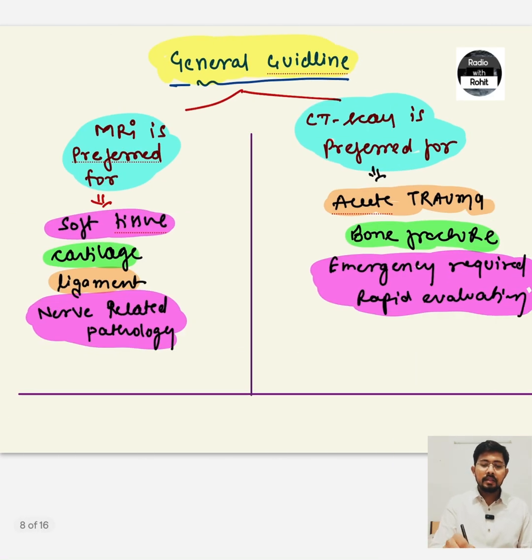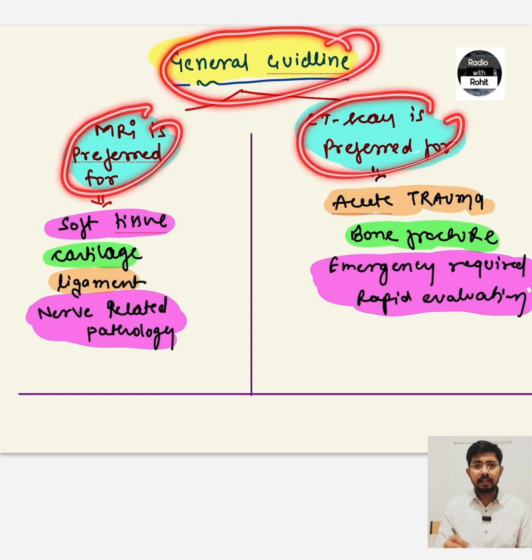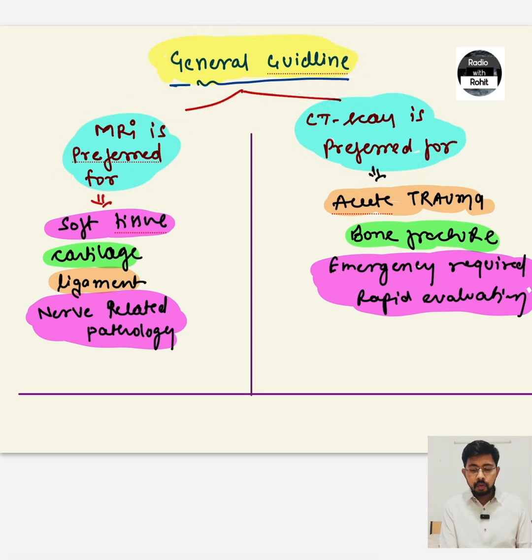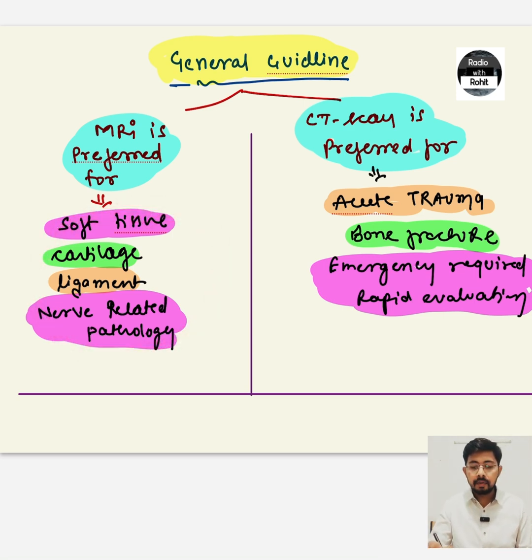So what is the general guideline to follow on when to prefer MRI or when to prefer the CT scan? For soft tissue, cartilage, ligament, and nerve-related pathology, we have to prefer the MRI. But for acute trauma, where we have a shortage of time, and for bone fractures, these are better visible on the CT scan. In emergencies requiring rapid evaluation, we have to prefer the CT scan. But this is not so simple.